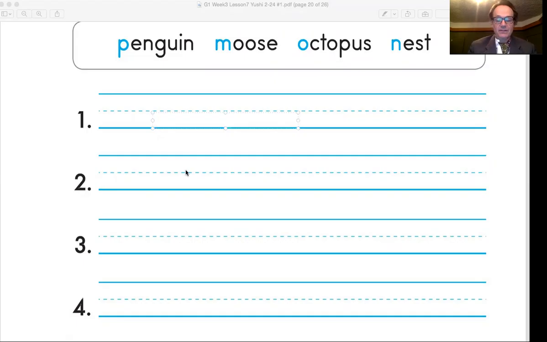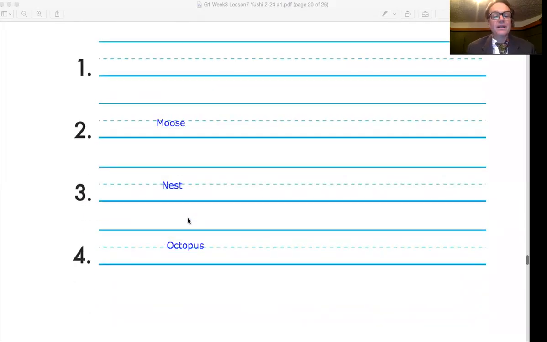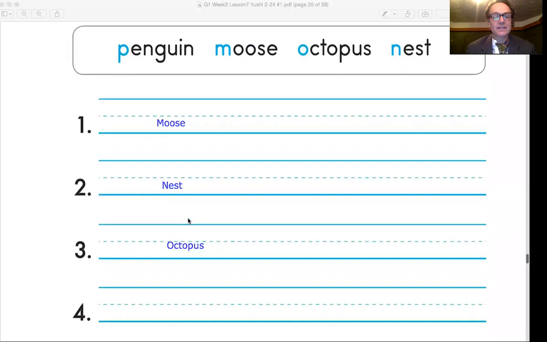The first one in alphabetical order is moose. The second one in alphabetical order is nest. The third one in alphabetical order is, oh, it's that word that I like, an octopus. And the fourth one in alphabetical order is, well, let's get it on track here.